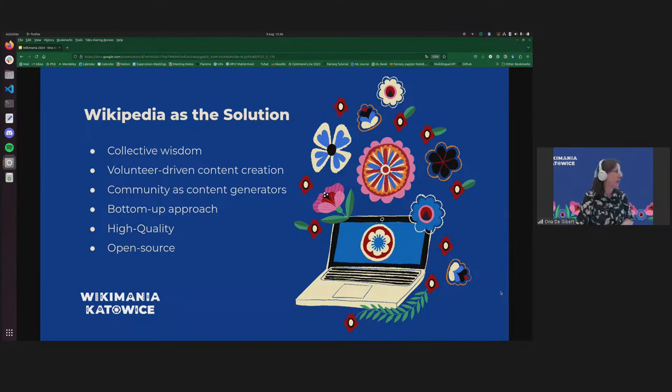So the way I envision it, Wikipedia is the solution because it leverages collective wisdom. It is a volunteer-driven content creation platform. The community involves itself not only as a passive user, but also as a content generator. And more importantly, it's a bottom-up approach. It comes from the community for the community. Furthermore, the fact that Wikipedia is constantly revised, it provides us with high quality content, which is a very valuable resource, and also it is open source. So again, the open source community benefiting from itself. So since minority languages have a lot of presence in Wikipedia, we can further develop more language technologies.